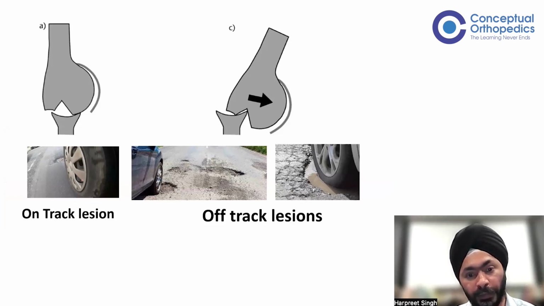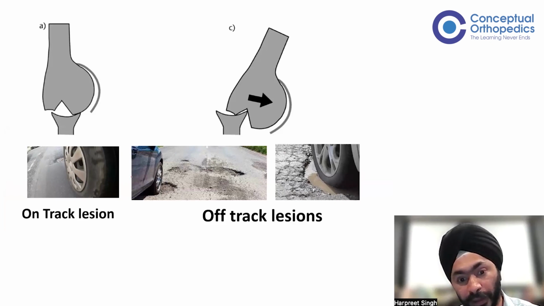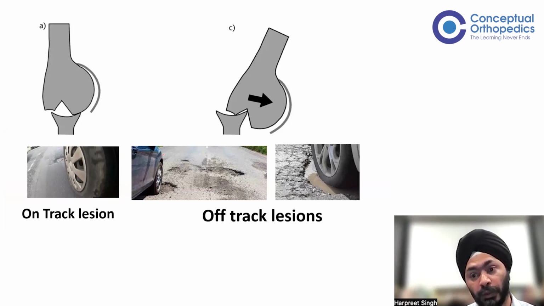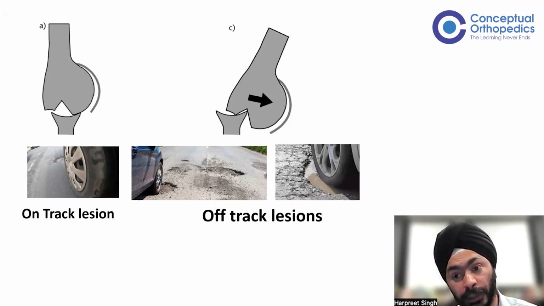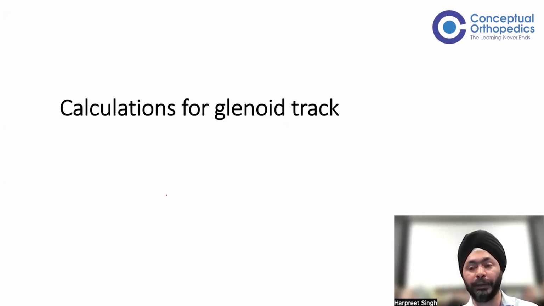But if the pothole is way away from the median, or it's a big hole, a 20 inch pothole, then there will be a jerk as Dipender's car goes over the pothole. So this would be an off-track lesion, because there'll be a jerk, there'll be instability. A too medial Hill-Sachs lesion or pothole, or too big a Hill-Sachs lesion, would lead to instability. A small and lateral Hill-Sachs lesion or pothole would not lead to instability. That's the easier way of understanding that.